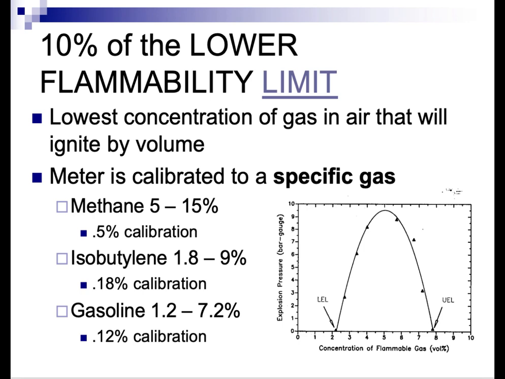For example, the flammable range of methane is between 5 and 15%, and so the lower limit is 5% by volume in air, which is enough that you can create that flash like we saw with the gasoline. 10% of 5 is 0.5. So that's what we need to calibrate our meter to: 5% methane in air would be 10% of the lower explosive limit.